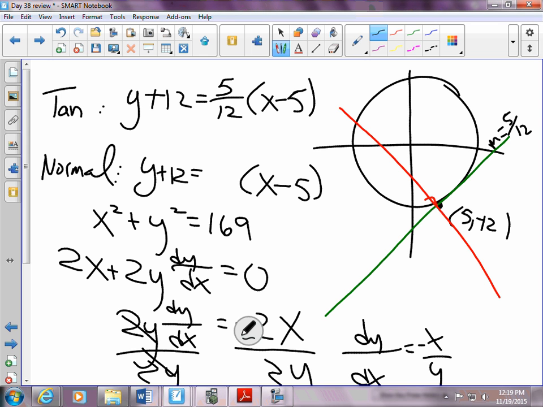What's the slope of the normal line? Negative 12 fifths.